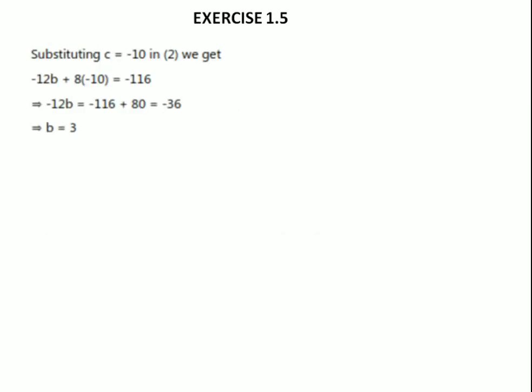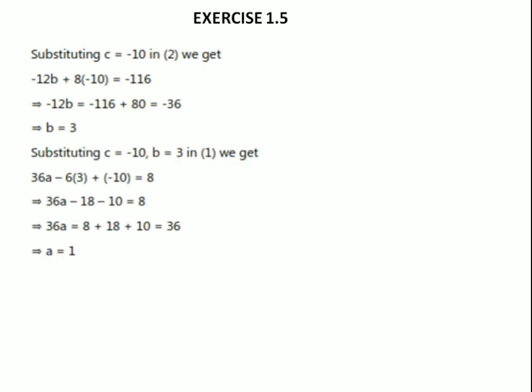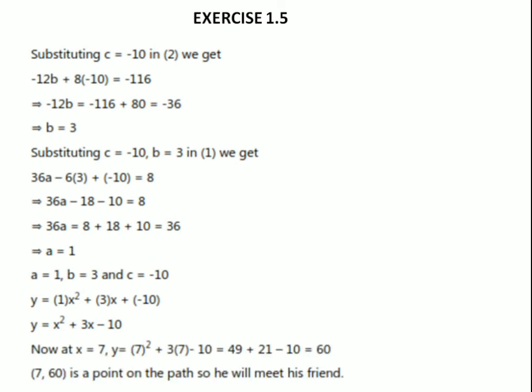Then substitute c value in the second equation, you get b value. Then c value, b value substitute in the first equation, you get the a value is 1. Then a value 1, b value 3 and c value minus 10. You substitute in the equation, you get the equation x square plus 3x minus 10. Now x equal to 7, you substitute, you get y equal to 60. So 7, 60 is the point on the path. So he will meet his friend. All of them understood, children? Thank you, children.